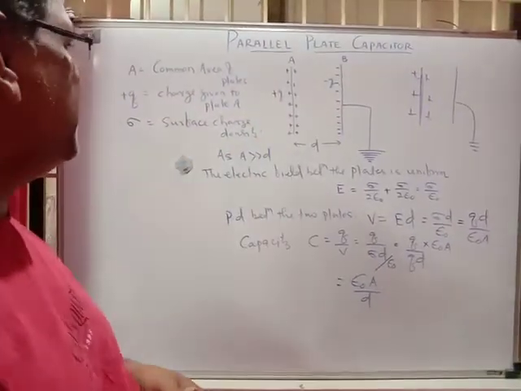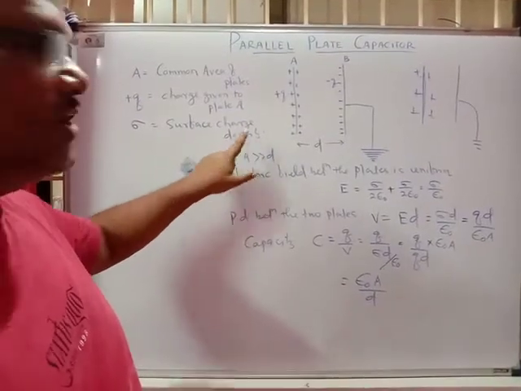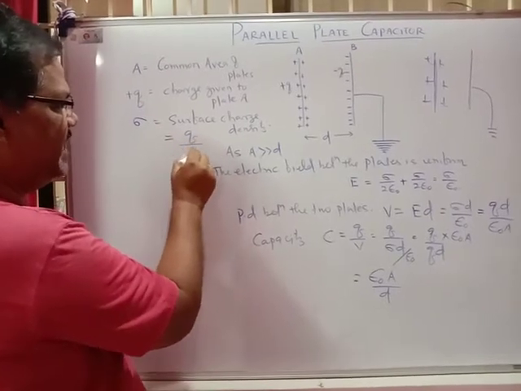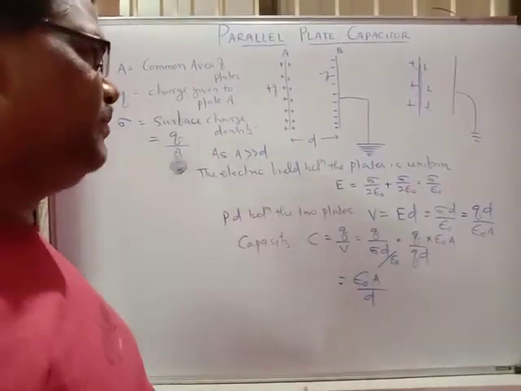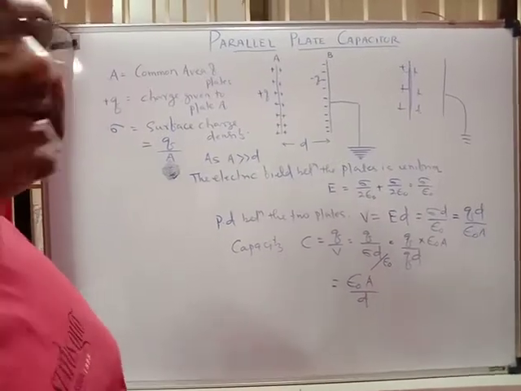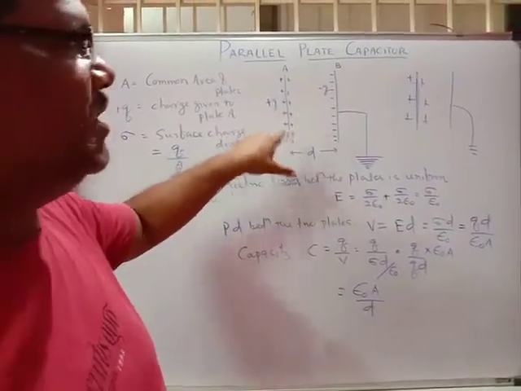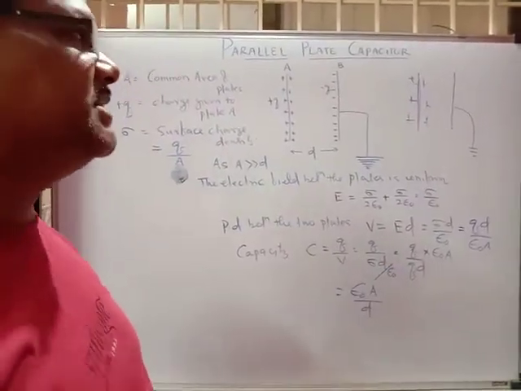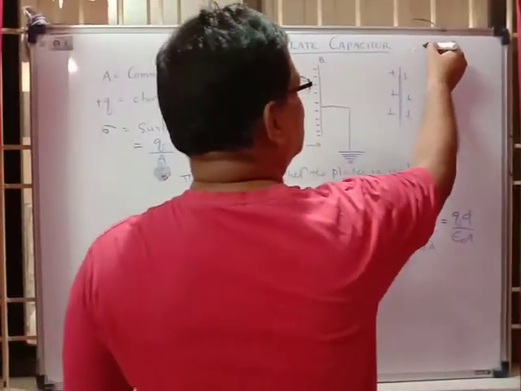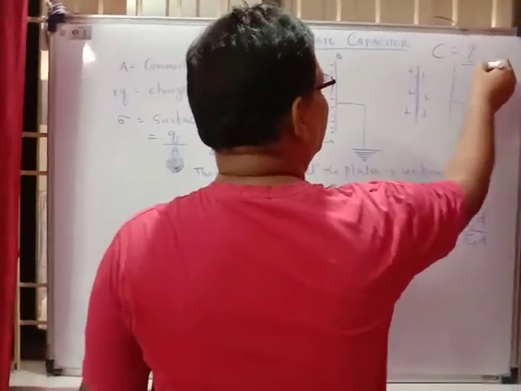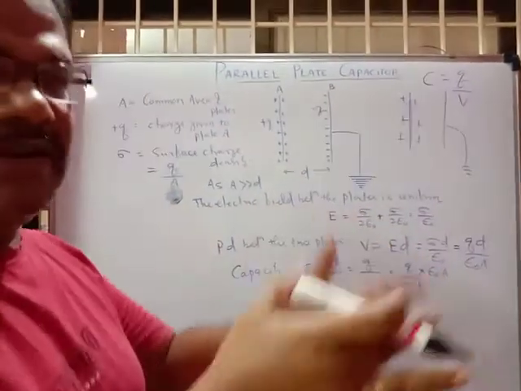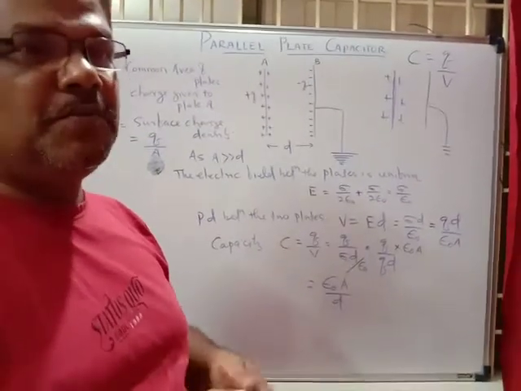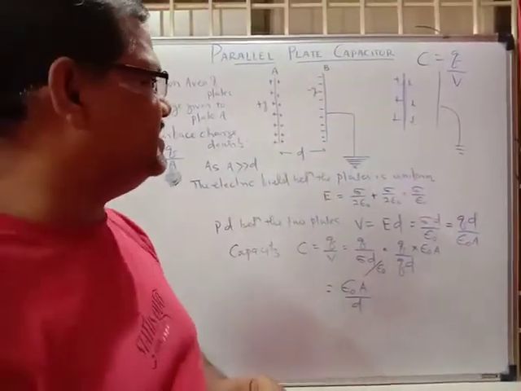Sigma is the surface charge density. Surface charge density means the charge given to the plate upon the area of the plate, Q upon A. Our target is to find out the capacity of this type of arrangement. You know the general formula, C equals Q upon V: the amount of charge given to the system and the potential difference raised, the ratio is the capacity.